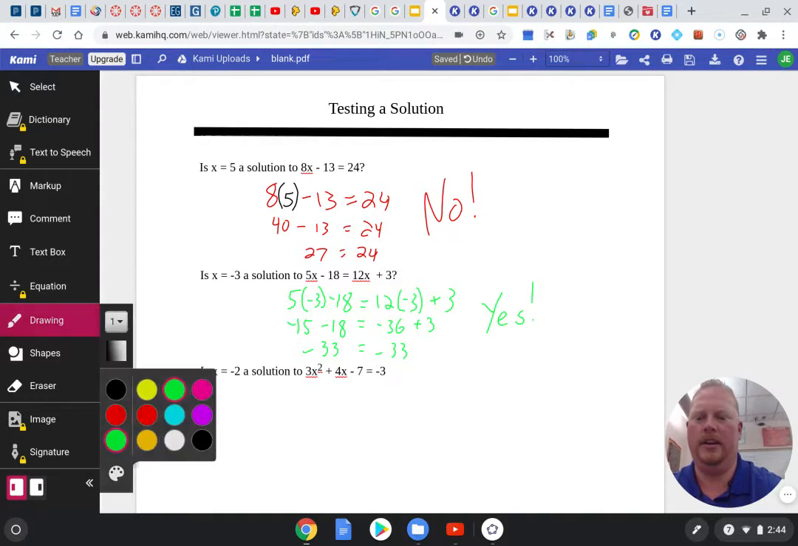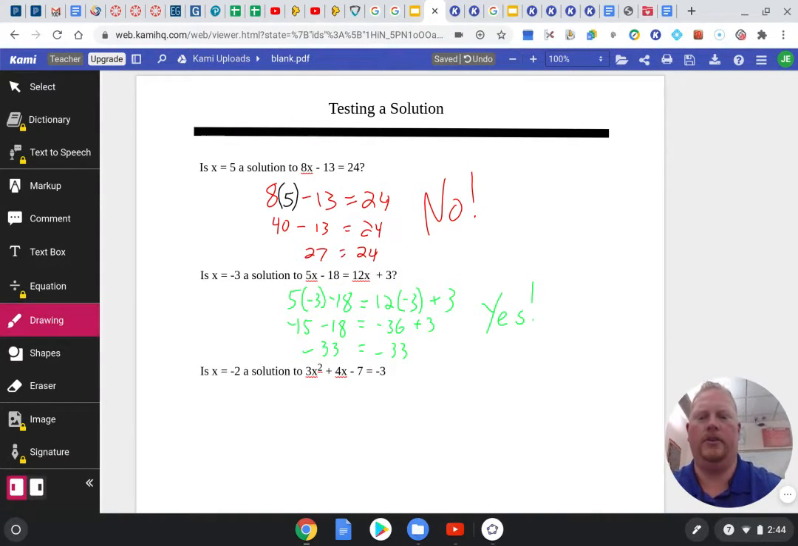Ooh, this is a doozy. So I'm going to plug in that negative 2 everywhere I see x. So 3 parentheses negative 2. Anytime that I'm plugging in a number, especially a negative number, I like to put parentheses around it. So that way I know that the things outside the parentheses are affecting both the negative and the 2. So, order of operations. First thing I'm going to do is parentheses. I can't do anything inside the parentheses because negative 2 is just negative 2.